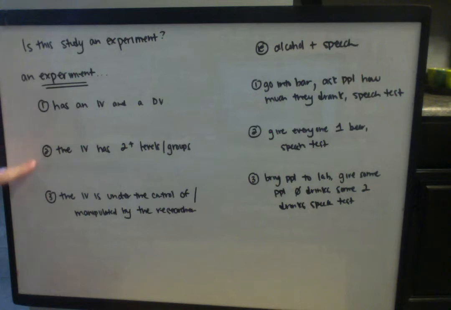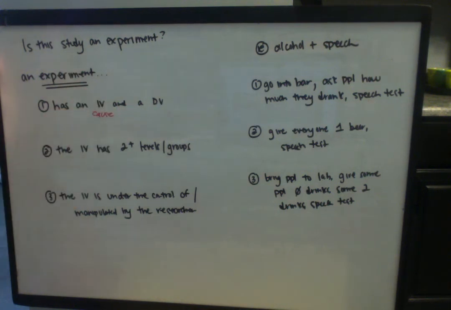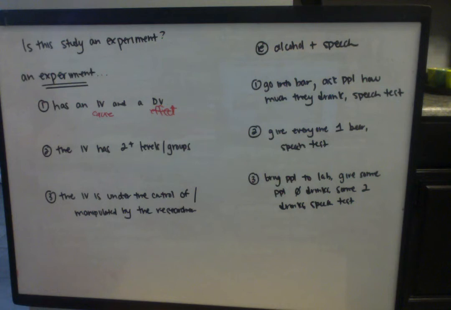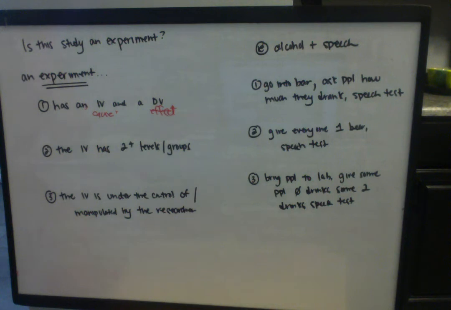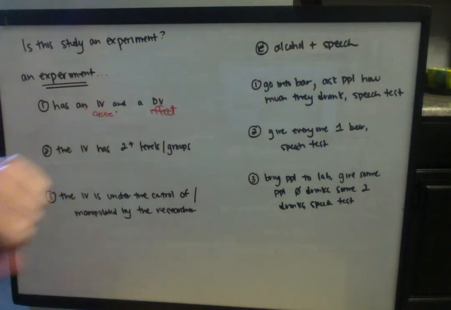And if the study meets all three of these criteria, then the study is an experiment. The first criteria: does the study have an independent and a dependent variable? Now, I didn't talk about this in the independent and dependent variable video, but an independent variable is often thought of as the cause, and a dependent variable is often thought of as the effect. I'm using these terms loosely because you can't really say something's causal unless it is an experiment. So does the study have an independent and dependent variable? If so, then it's met the first criteria.